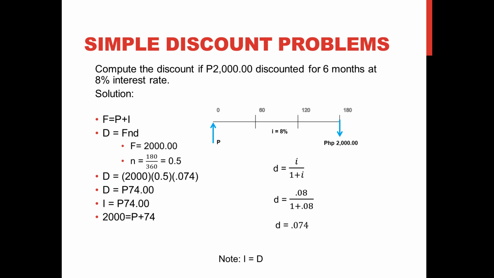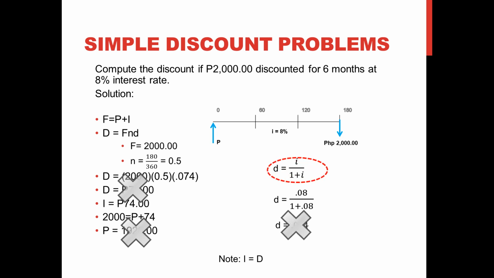So from that, I or D is equal to present times the plus the future. So we'll just have to deduct that. We can get the present worth. So the discount here is actually 74 pesos. And our present worth, if we are interested in, is 1,926 pesos.